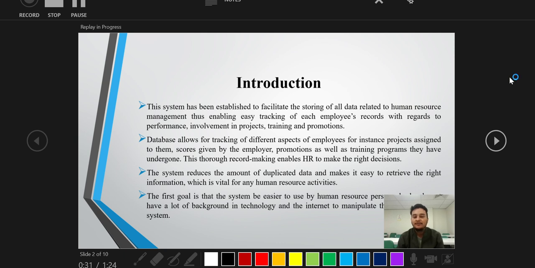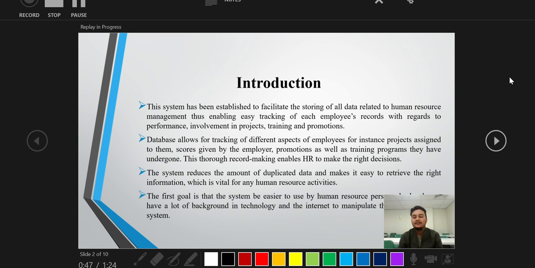This database also allows for tracking of different aspects of employees such as promotion. This also enables HR to make the right decision. This also helps to delete the duplicate data and makes it easy to retrieve the right information.